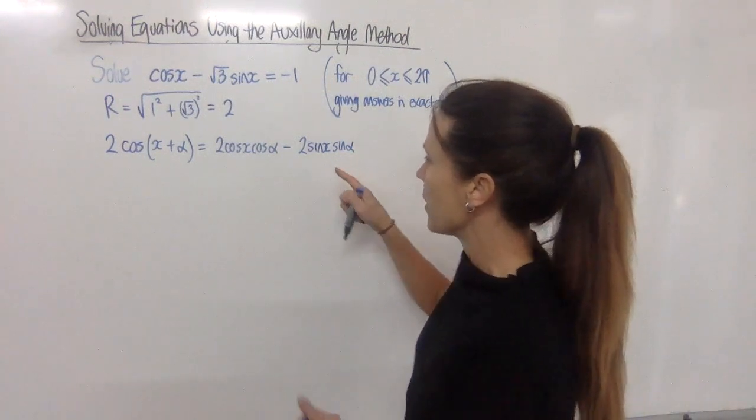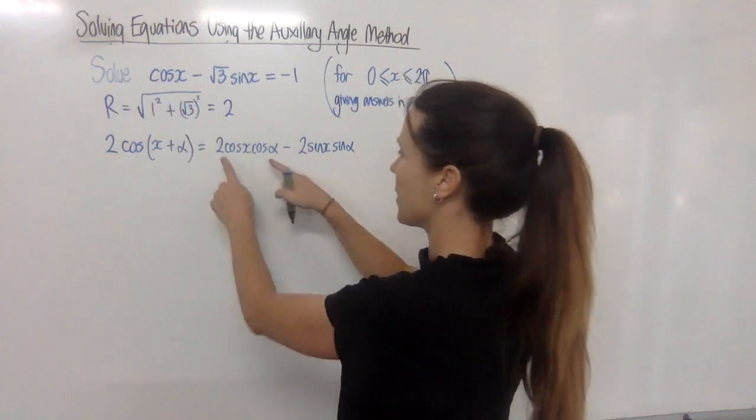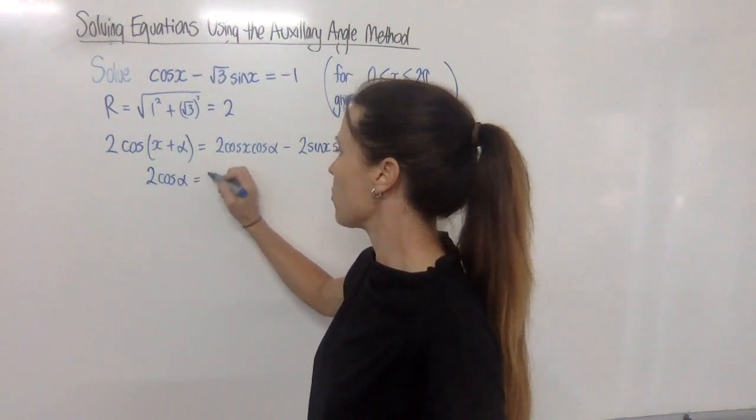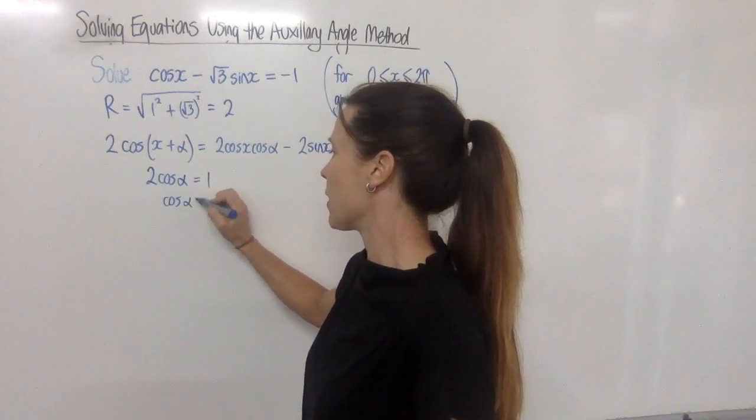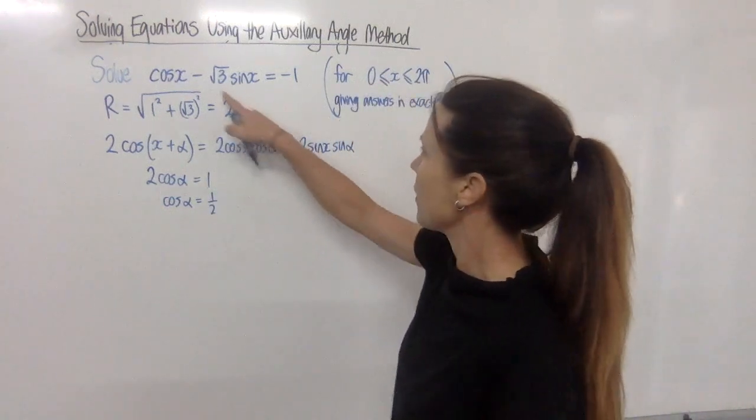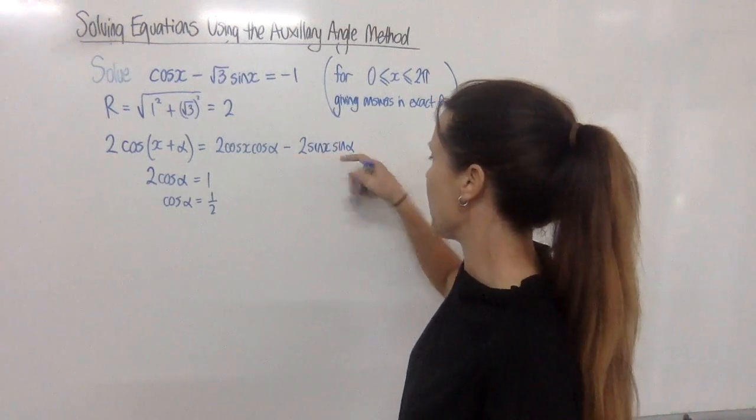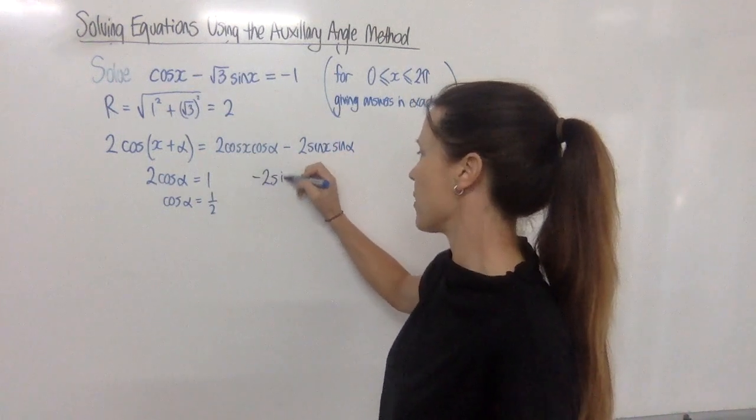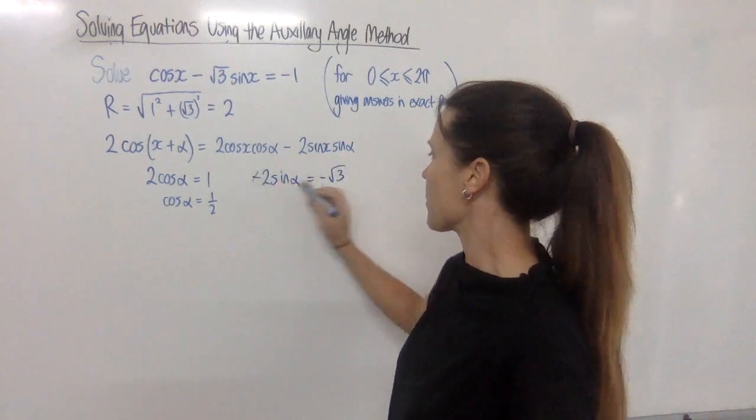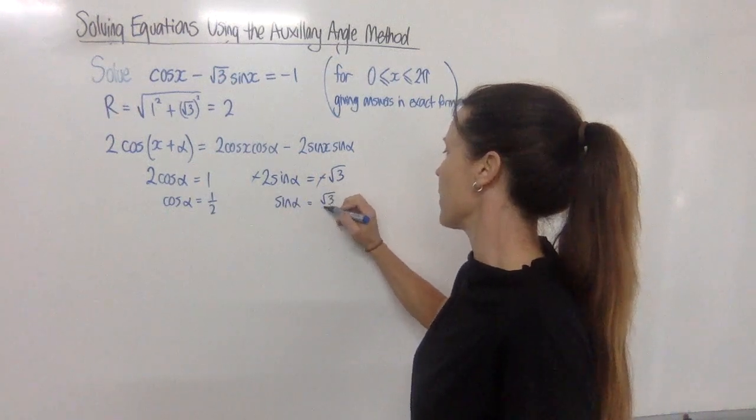So the next step is I equate the coefficients. I say, how many cos x's have I got? Well, I've got 1 there, and here I've got 2 cos alpha of them. So 2 cos alpha equals 1. So cos alpha equals a half. That's a nice simple one. And over here, I've got negative root 3 sine x's, but here I've got negative 2 sine alpha sine x's. So negative 2 sine alpha is equal to negative root 3. The negatives cancel. So sine alpha is equal to root 3 over 2.